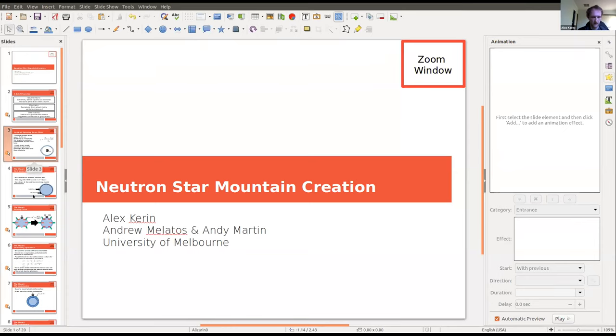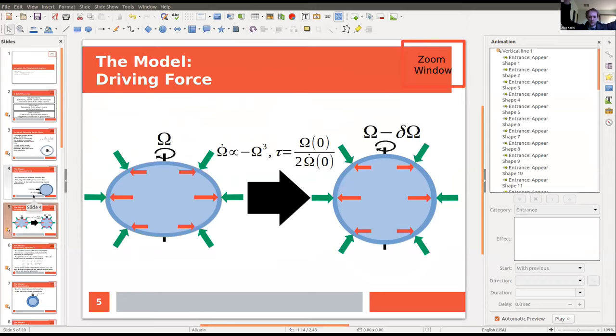Strictly speaking, it's the initial frequency over the rate of initial frequency decrease. For something like the Crab, it's about 1200 years, but it depends on the particular star in question. Okay, thank you. I just missed this part.